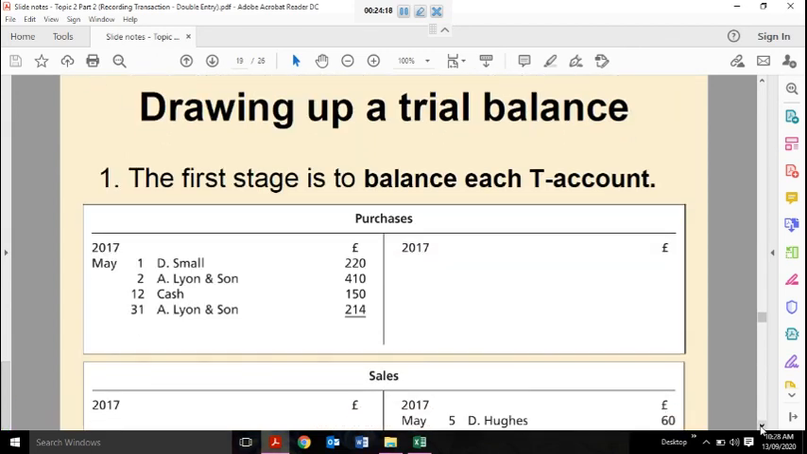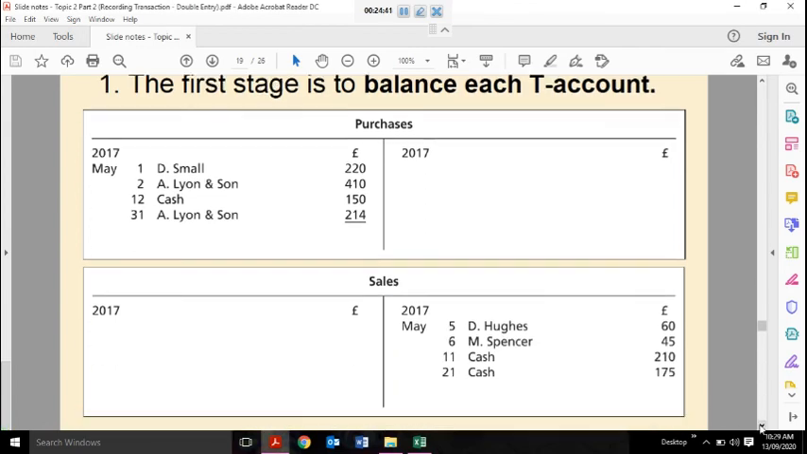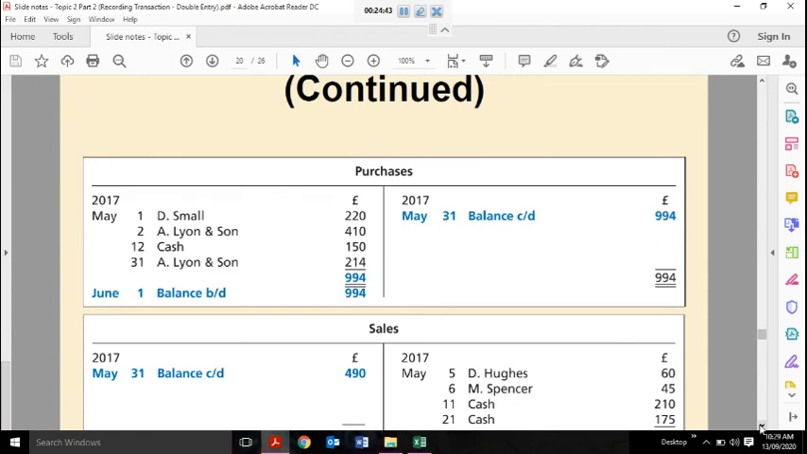So let's look at this one, drawing up a trial balance. The first stage is to balance the T account, the one that we did just now. So we balance. Now, let's say we have this purchases account from different suppliers. Then we have the sales, all of this. Let's say we have this data from the business transactions. So now we try to balance.